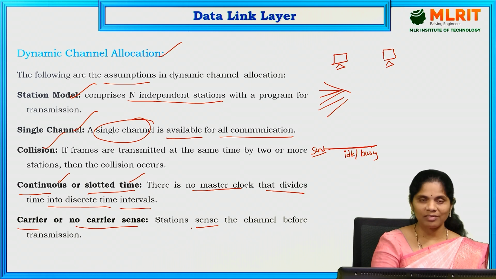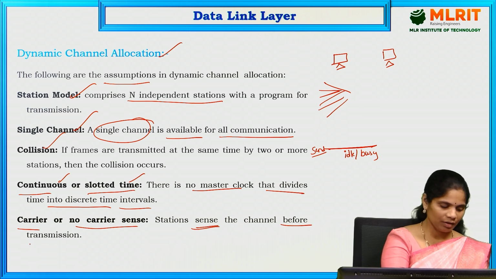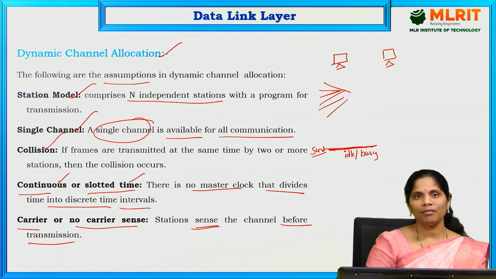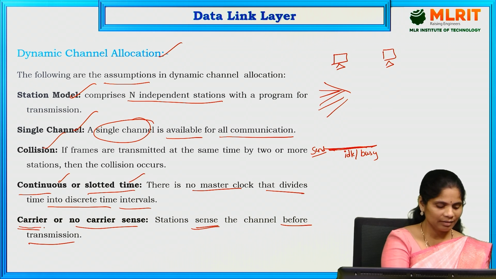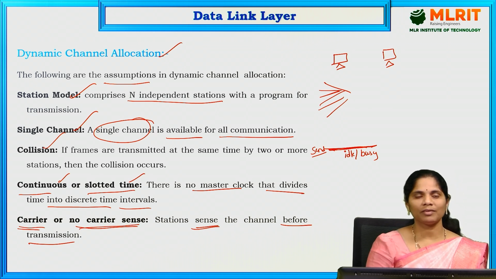We have to sense the channel, whether it is going to be empty or busy, before transmission of the data. Before transmission only, we have to check the state. We have to sense the station; this is called carrier sense or no carrier sense. This all comes under the assumptions for the dynamic channel allocation.